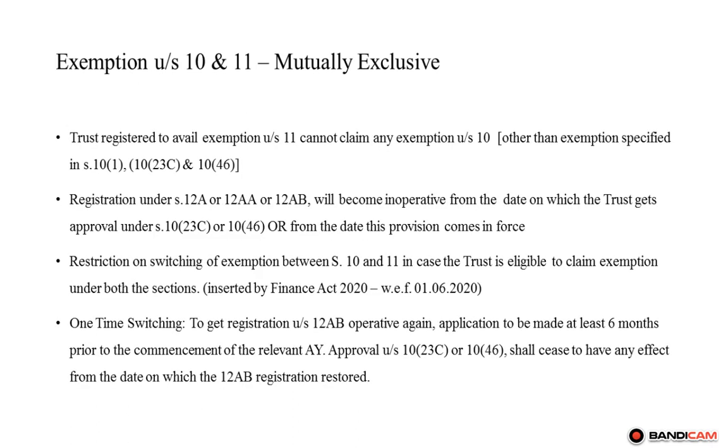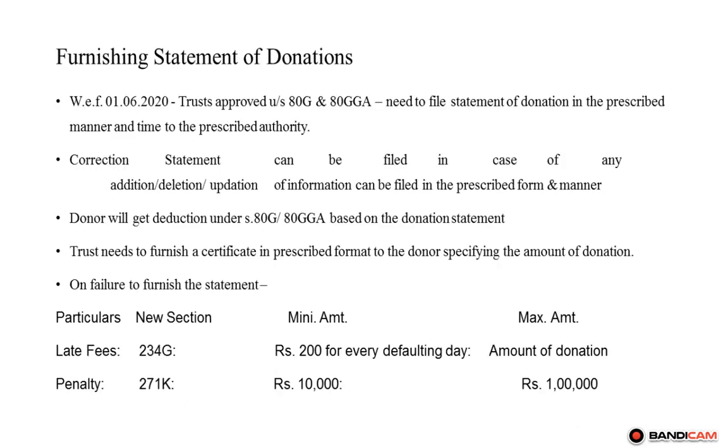Then exemption. Okay, so we already studied exemption. Furnishing statement of donation. We already studied that if the total income of the charitable organization is more than 20,000, then the trust gets its accounts audited from a qualified accountant.